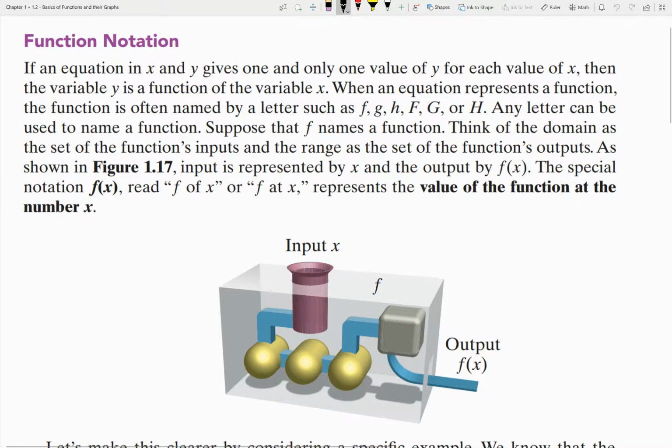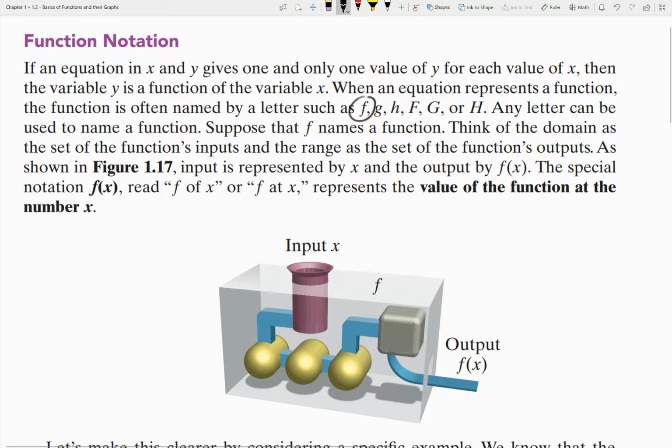All right, so let's get into function notation. If an equation in x and y gives you one and only one value for y for each value of x, if it passes that rule that we just looked at in the last problem, then it is a function, and y is a function of the variable x. So when an equation represents a function, we name it with a letter, usually lowercase f, f, g, h, or capital F, G, H. Any letter can be used to name a function, but just like we usually use x and y for my independent and dependent variables, we usually use the small letter f to denote a function.